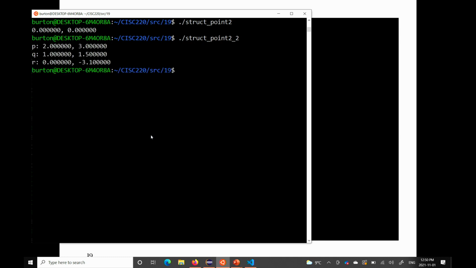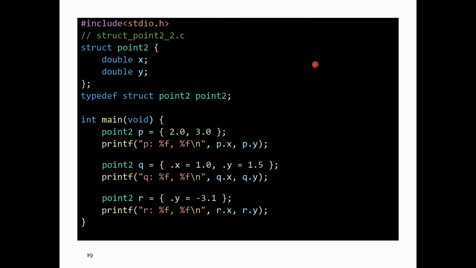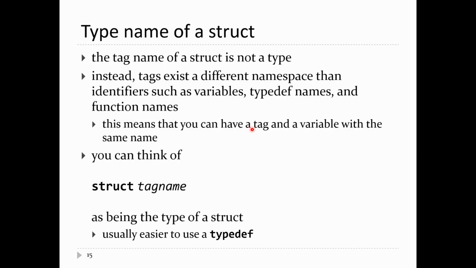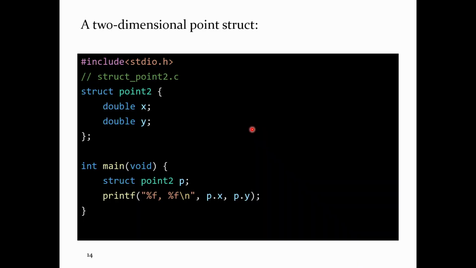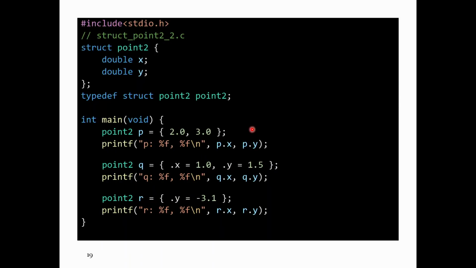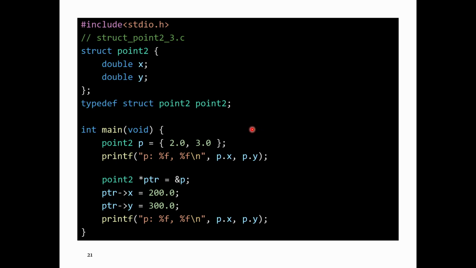Right, and you do. So p is 2, 3, q is 1, 1.5, and r is 0, minus 3.1. So that's how you can initialize the members of a struct. You don't have to do it this way. You can do it the way I did it before too. Instead of doing initialization, whoops, where'd it go? Oh wait, I never did it. Okay, so never mind. I was going to say that after you make your variable, you can write px equals 2 and then py equals 3. So that's fine too.